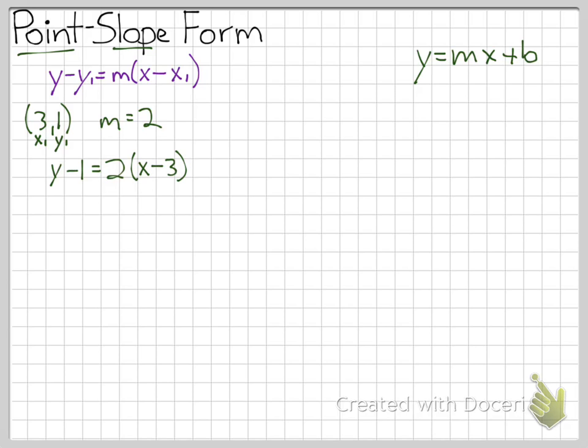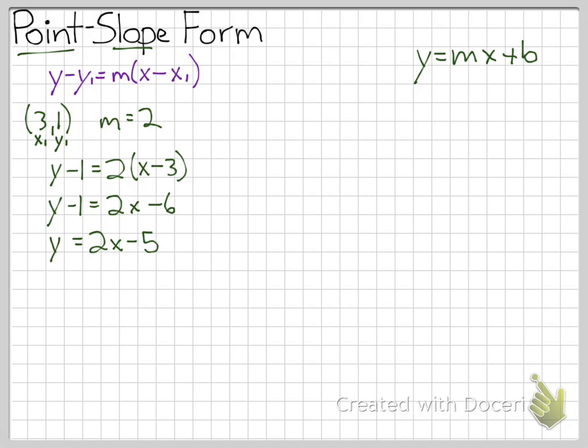Now I'm going to simplify just using my algebra skills. Let's distribute first. I get 2x minus 6. And now I'm going to add 1 to both sides, and I get y equals 2x minus 5, because negative 6 plus 1 is negative 5. So there's an equation, y equals 2x minus 5, that would go through negative 5 and have a slope of 2.